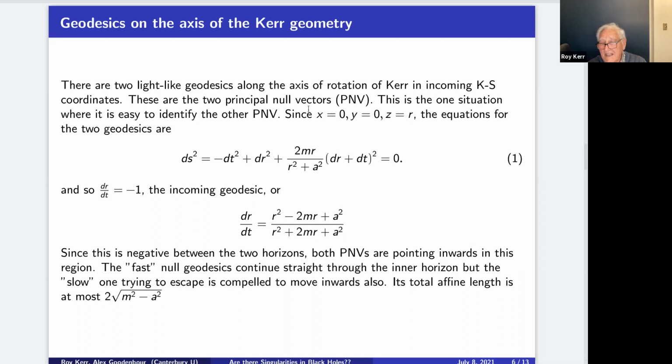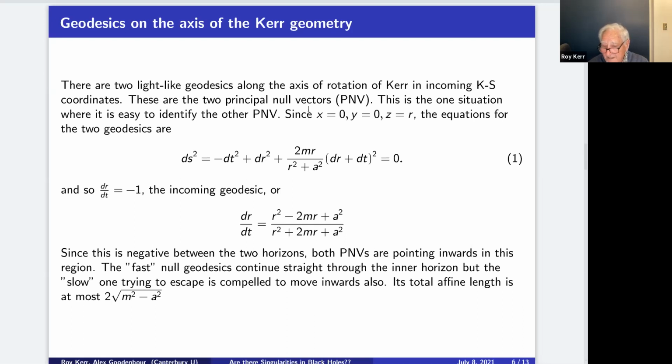dr over dt equals this, so the r squared minus 2r plus a squared over the factor which has no zeros is the other one. This is negative between the two horizons. It's positive elsewhere. What that means is on the outside, this vector can struggle its way out to infinity, traveling very slowly at the start, speeding up as it gets further out.